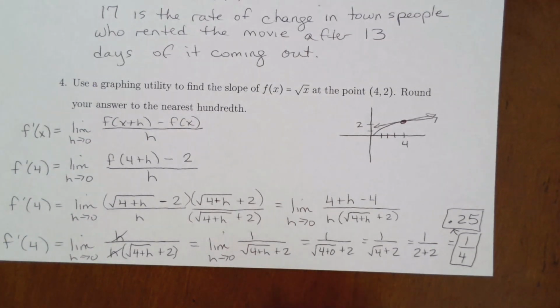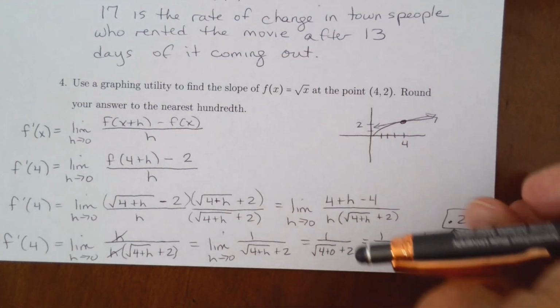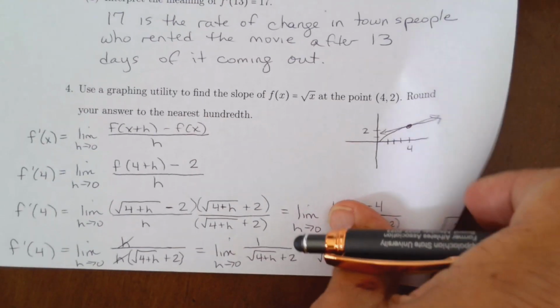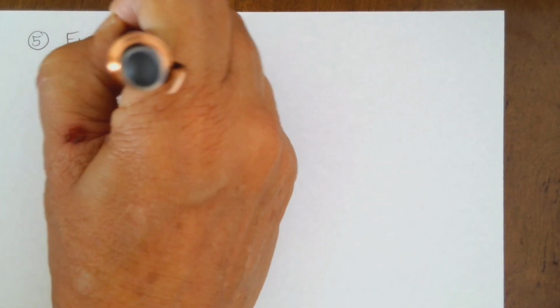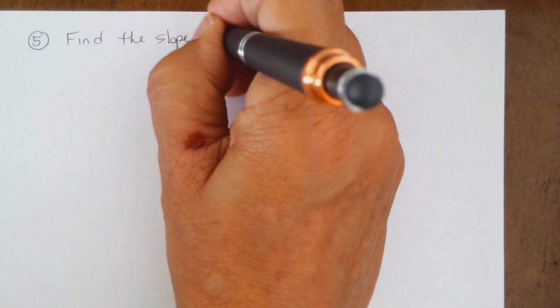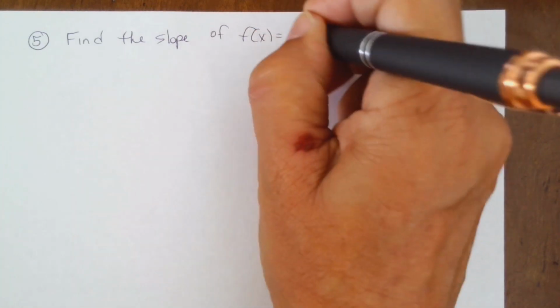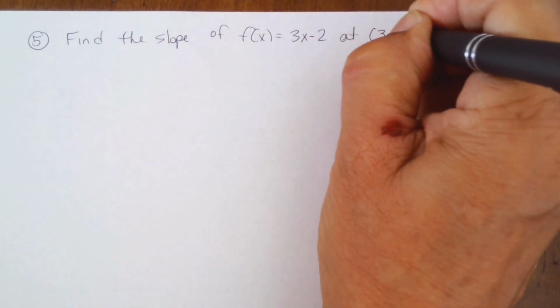I want to look at one more problem with you, only because I want to make sure you're okay with your homework. So it's similar to what we just did. I'm going to add a number 5 here, and it says find the slope of f of x equals 3x minus 2 at (3, 7).